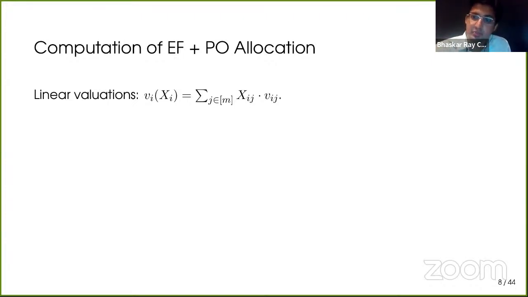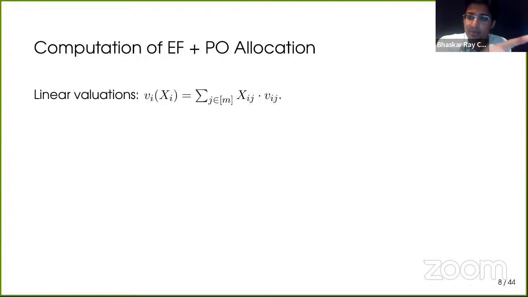So as computer scientists, we are more interested in finding the envy-free and Pareto optimal allocation. There are many ways to do this. Let's look at very simple valuations like linear valuations. Even for linear valuations, can we find allocations which are envy-free and Pareto optimal? You would see that it's very easy to get it.